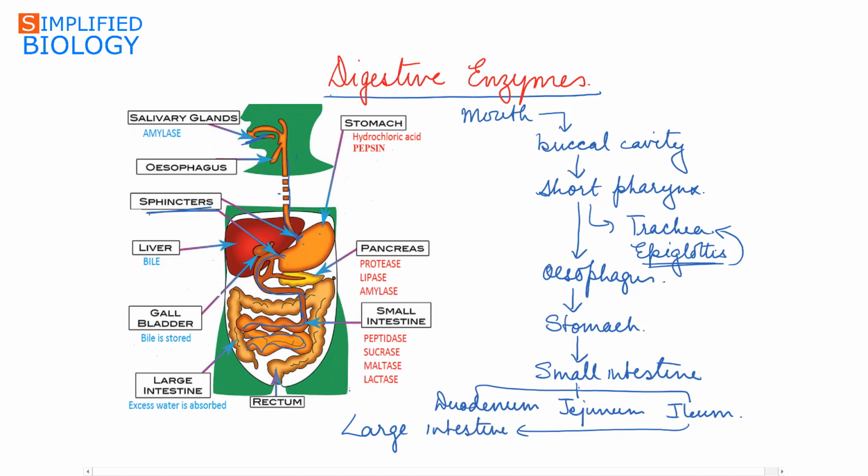The large intestine consists of three parts: cecum, the ileum opens into the cecum, which is a blind sac. Now this is the cecum, which is a blind sac and has a finger-like projection. This is known as the vermiform appendix, which is a vestigial organ.